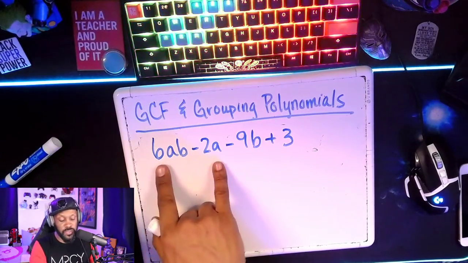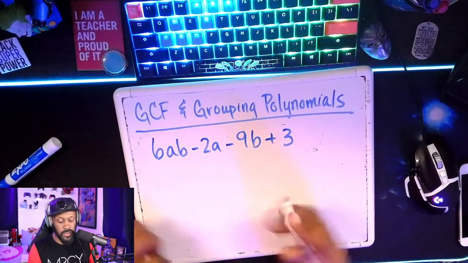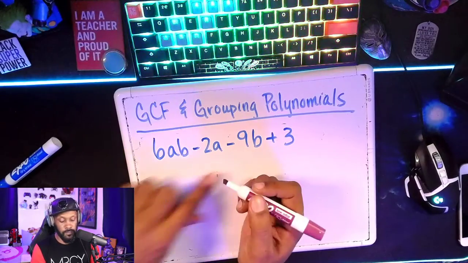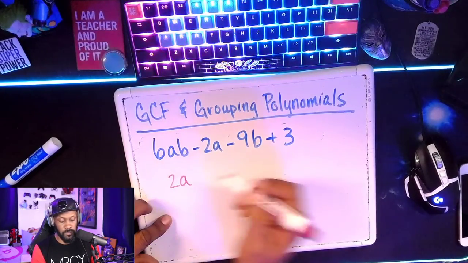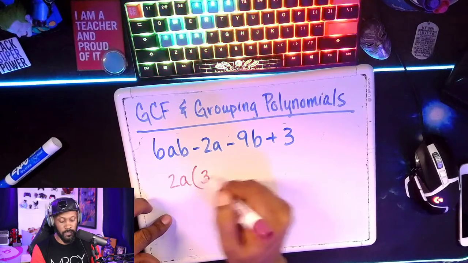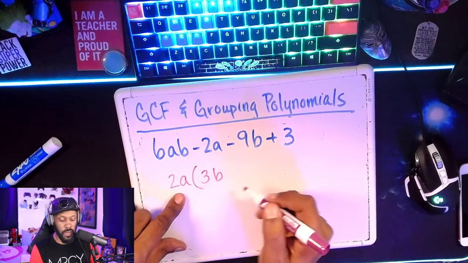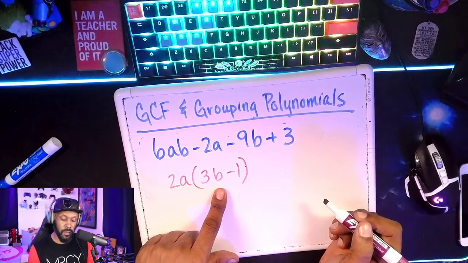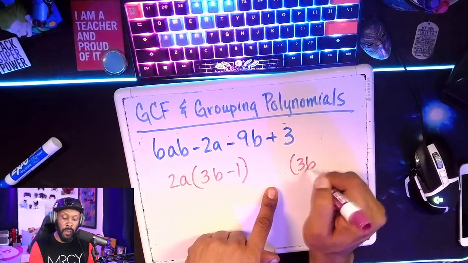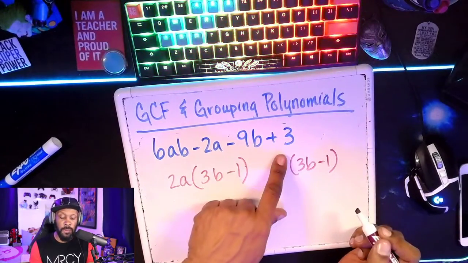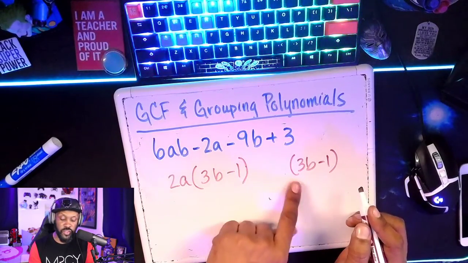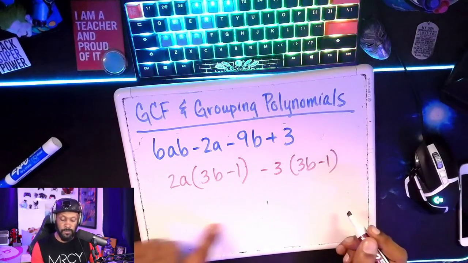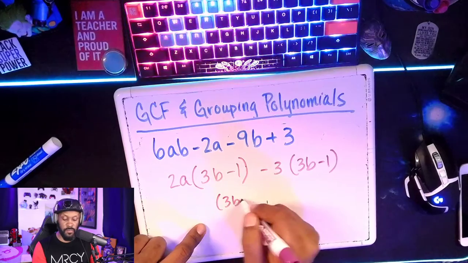But let's just try these 2 here. What could be the greatest common factor here? 2a, you're left with a 3b minus 1. Okay, so I know I want a 3b minus 1 over here. That means what would be the GCF in order to make this true? Minus 3. And then there you go.